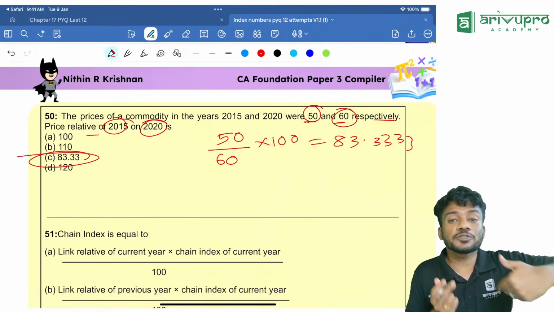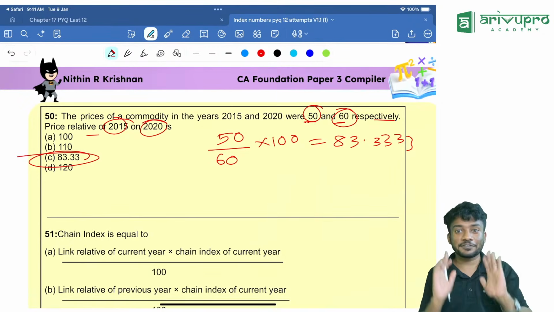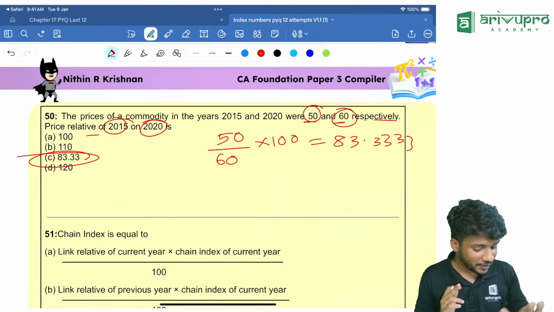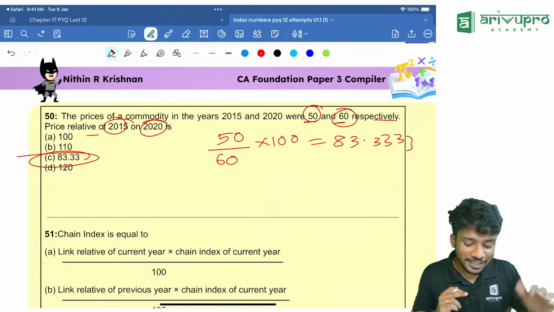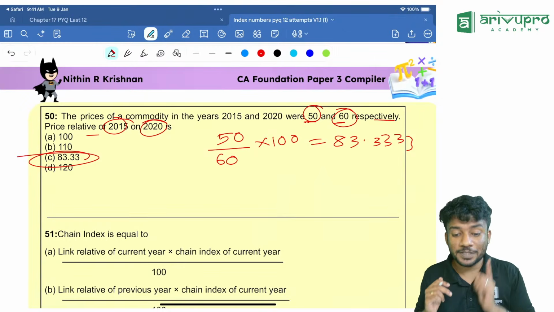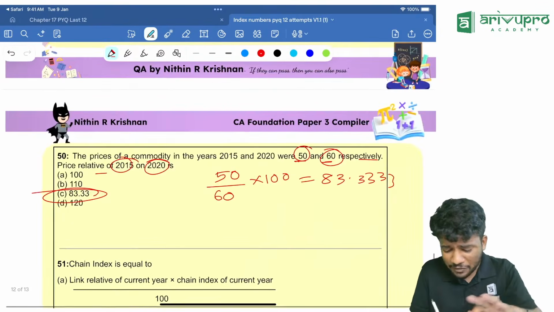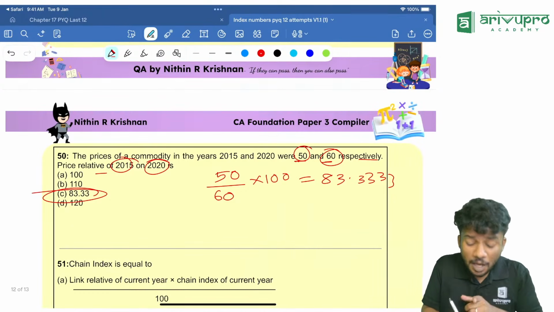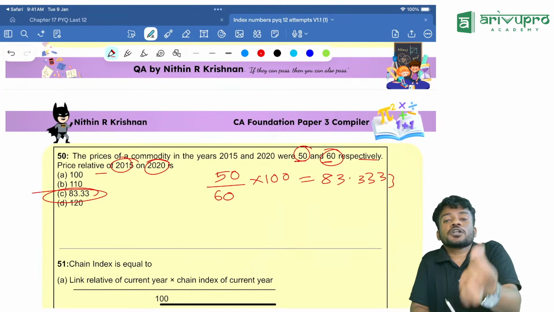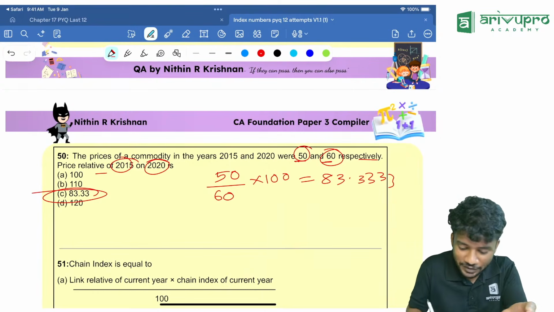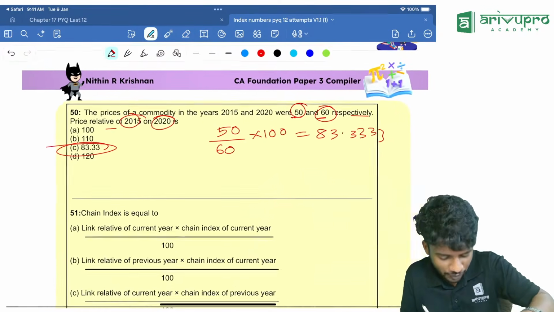Some people will make a mistake over here, taking 60 by 50. If you take 60 by 50, how much you will get? You will get it as 120. That's not the answer. Option D is not the answer. It is option C. Okay. Yes. Why did we take 50 by 60? Because they are asking price relative of 2015. So price of 2015 is how much? 50. That's why we took 50 over there.